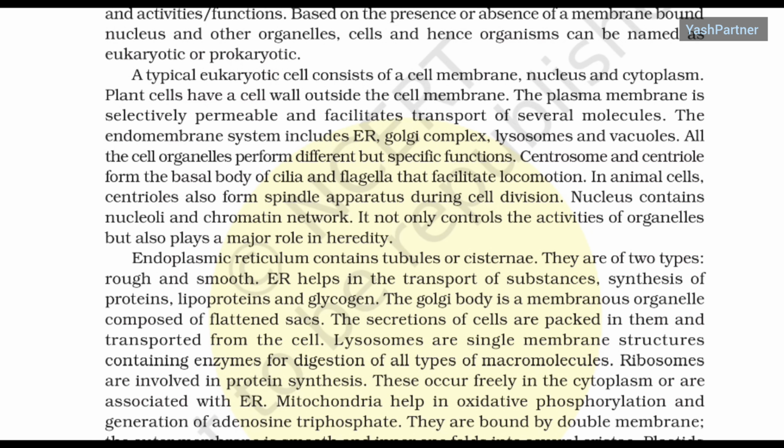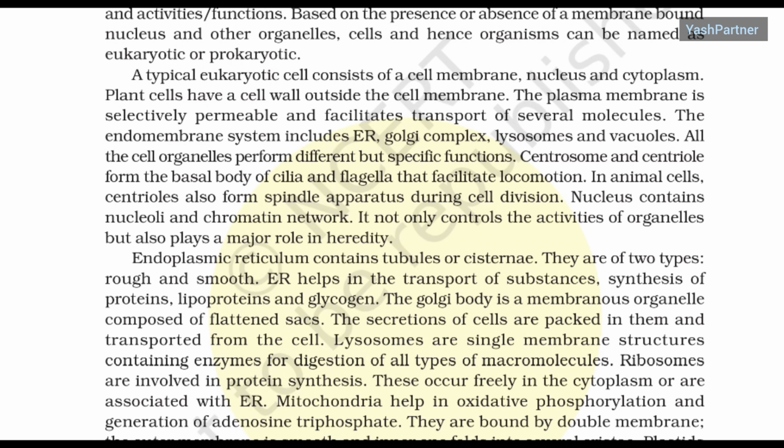The endomembrane system includes ER, Golgi complex, lysosomes, and vacuoles. All the cell organelles perform different but specific functions. Centrosome and centriole form the basal body of cilia and flagella that facilitate locomotion. In animal cells, centrioles also form spindle apparatus during cell division. Nucleus contains nucleoli and chromatin network. It not only controls the activity of organelles but also plays a major role in heredity.